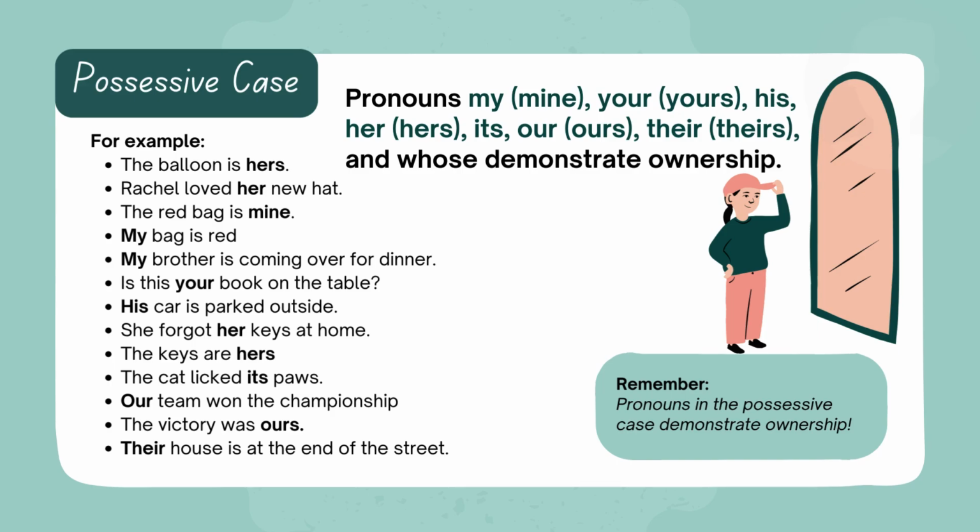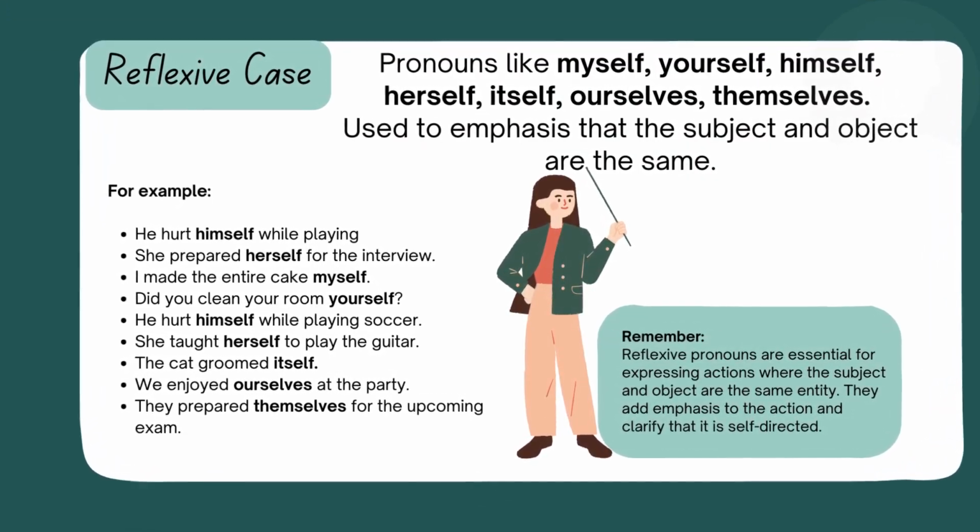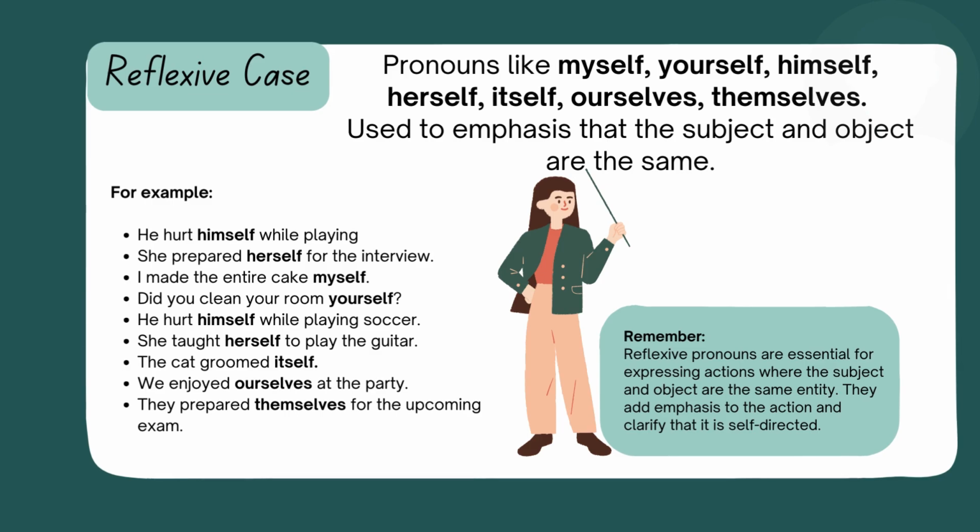All right, moving forward to the next case, reflexive pronouns. They're words like myself, yourself, himself, herself, ourselves, themselves, and they're used to show emphasis that the subject and the object are the same. For example, he hurt himself while playing. You can see that the subject of the sentence, he, and the object of the sentence, himself, are both the same person.